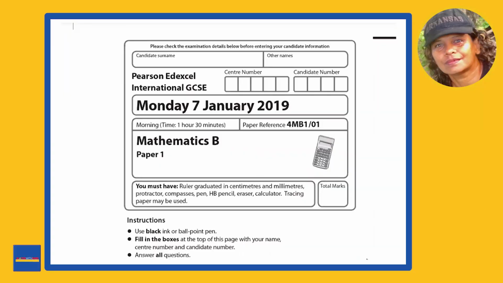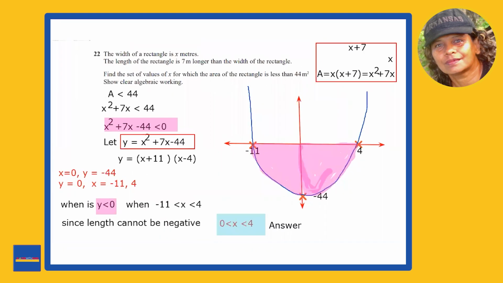This paper is a continuation of the previous videos made. It's January 2019, paper 1, syllabus B, Pearson O-levels. Let's begin. So we're continuing with question 22.